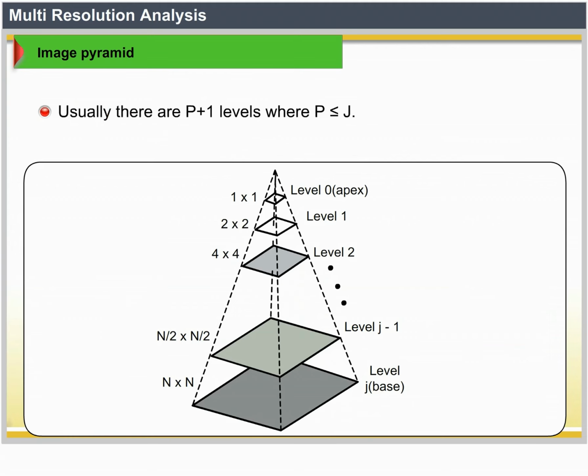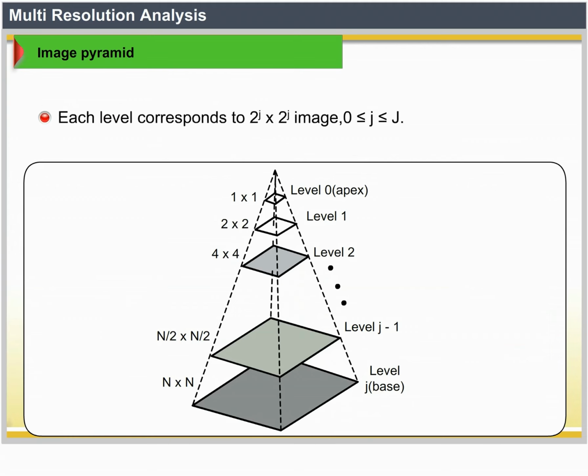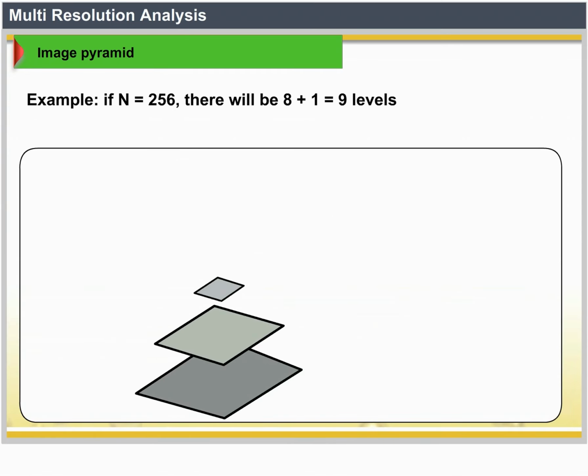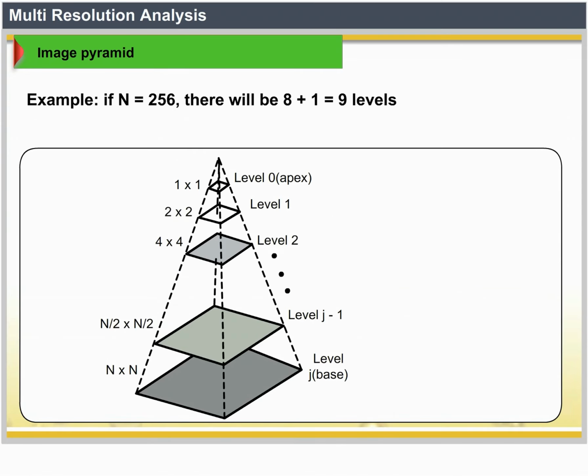Each level corresponds to a 2^j by 2^j image, where j lies between 0 and J. Base level 2^J by 2^J equals 2^(log n) by 2^(log n), equaling n by n. For example, if n is 256, there will be 8 plus 1, 9 levels. Two pyramids.